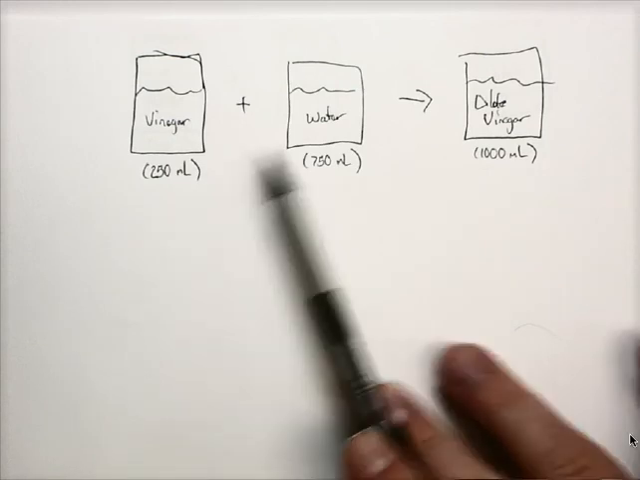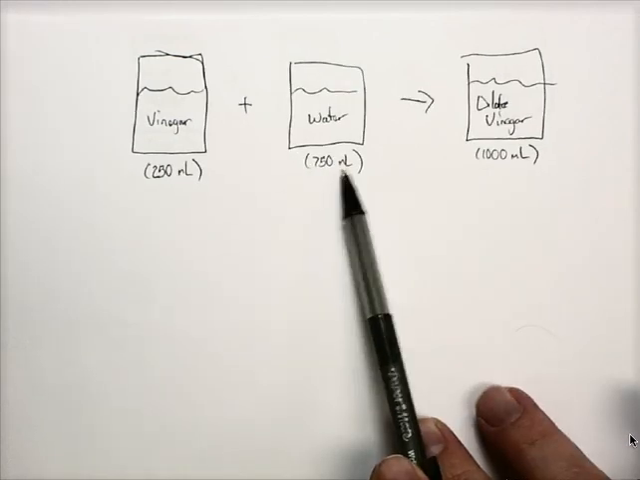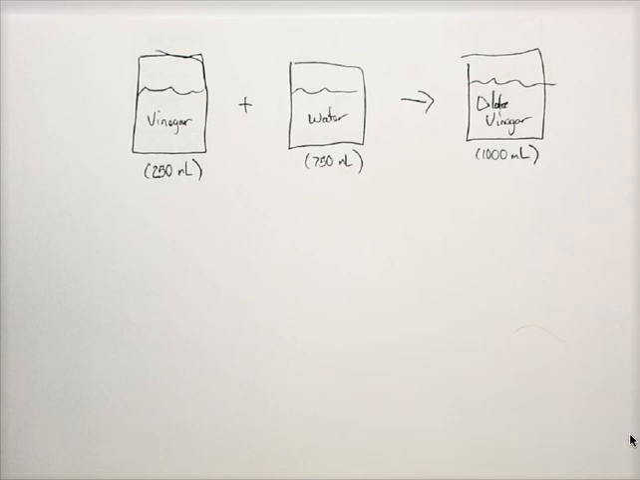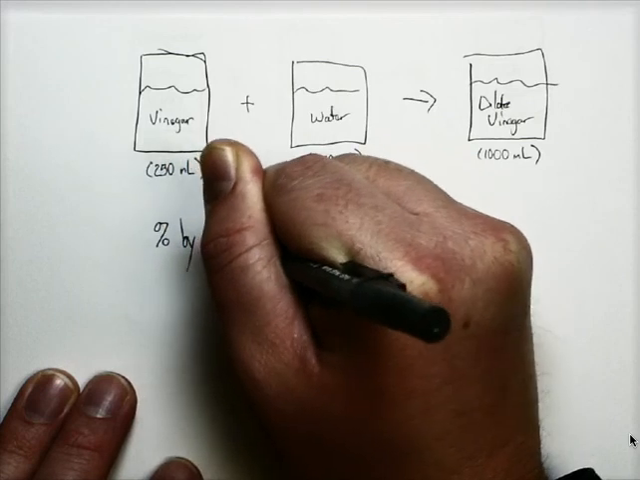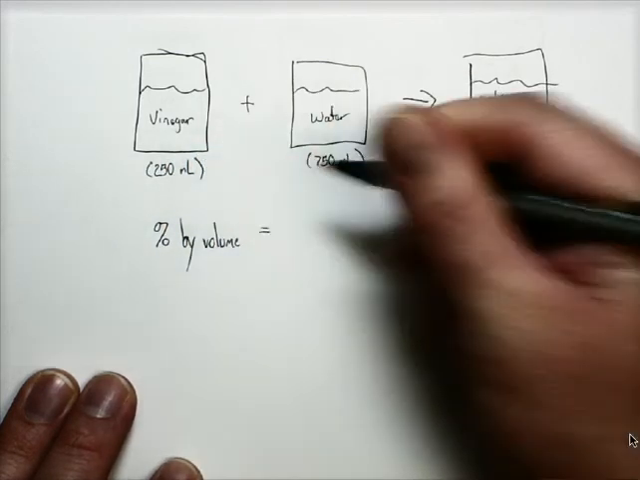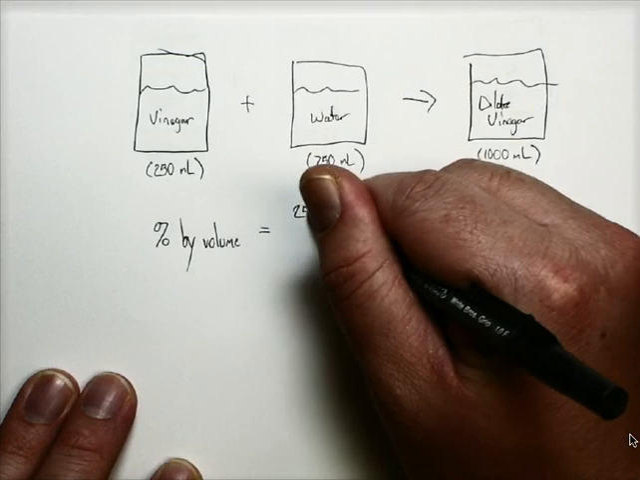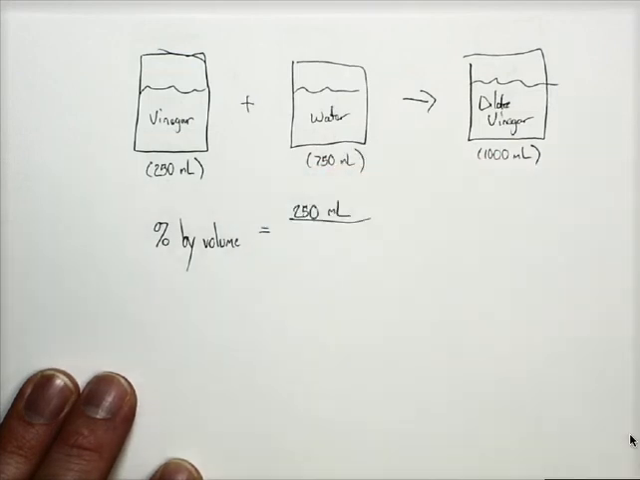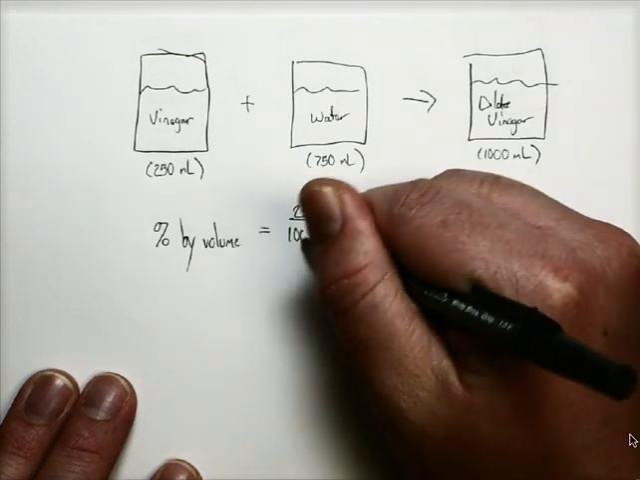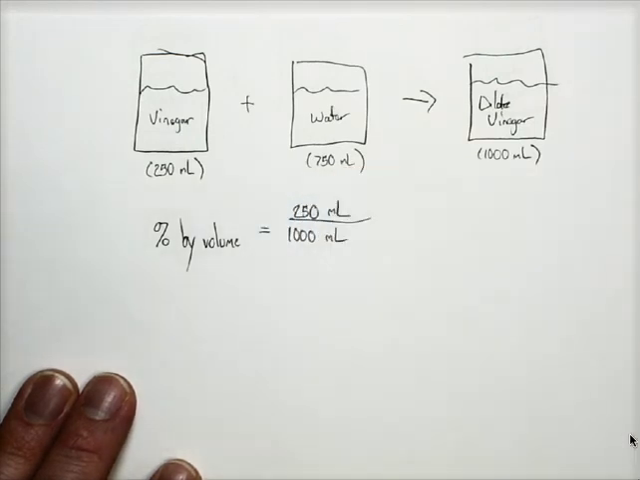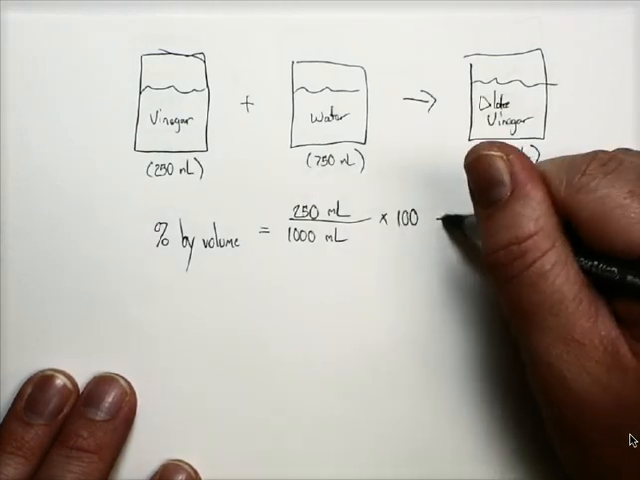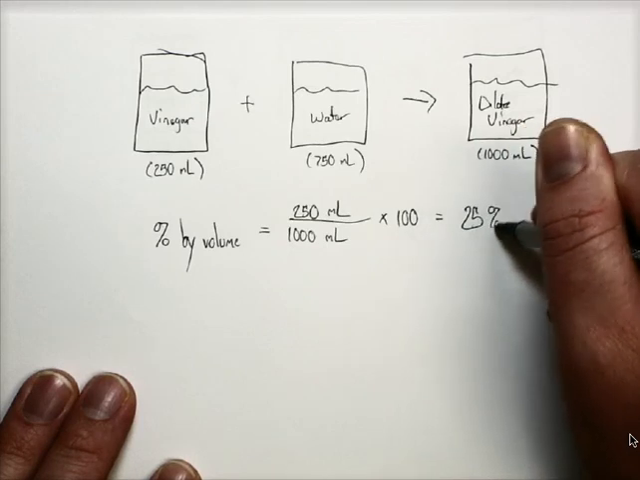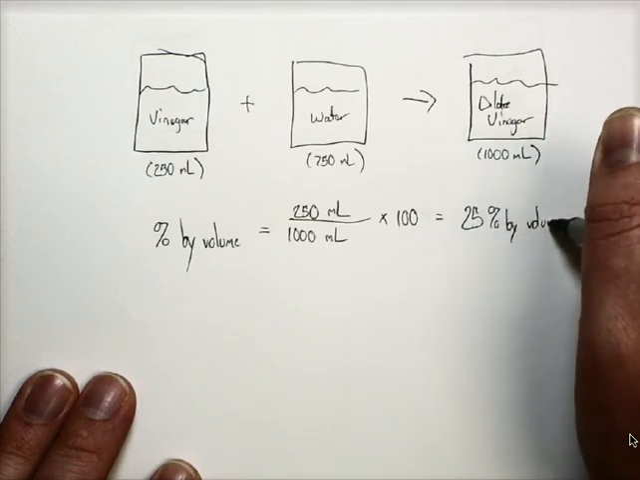So we have 250 milliliters of the vinegar and 750 milliliters of water, and we end up with 1,000 milliliters of dilute solution. If we want the percent by volume of vinegar, in this case, we say it's the volume of the solute, 250 milliliters, divided by the volume of the solution, not the solvent, but the solution. So the solution is 1,000 milliliters, and we multiply that by 100, and we see that just as before, this is 25% by volume vinegar.